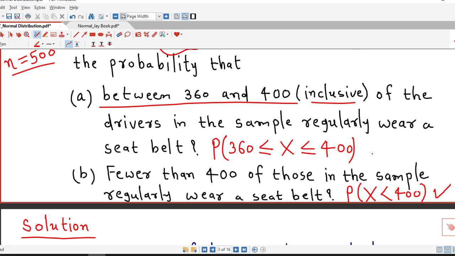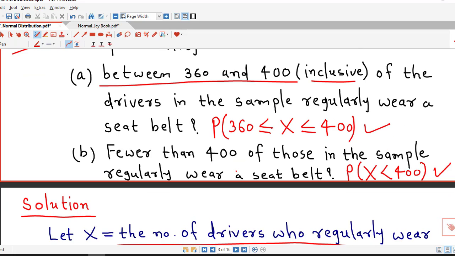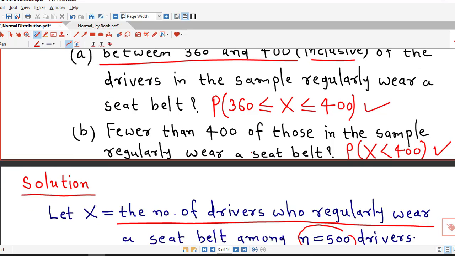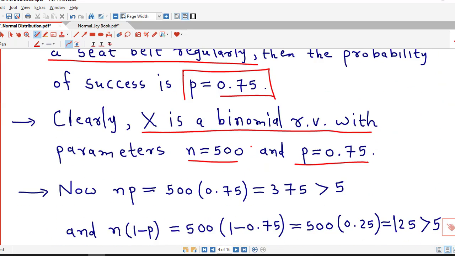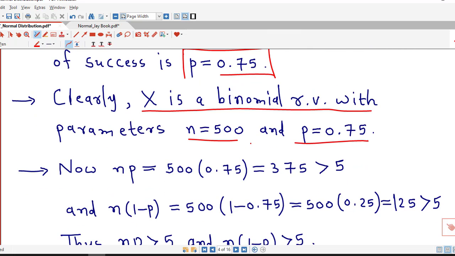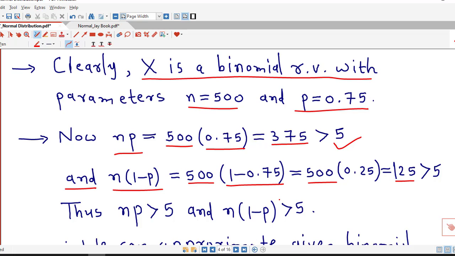So we have to calculate these two probabilities. So we also go for normal approximation. Here we check two conditions. We first check whether n into p is greater than 5. So here n is 500, p is 0.75. So n into p is 375, which is greater than 5. And n into 1 minus p is 500 times 1 minus 0.75. So here we obtain 125, which is greater than 5. So n into p is greater than 5 as well as n into 1 minus p is greater than 5.